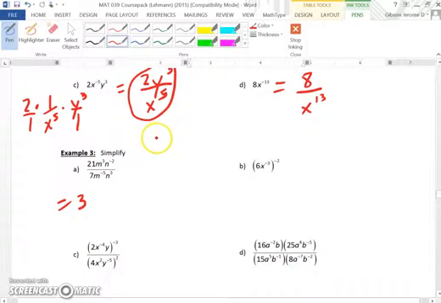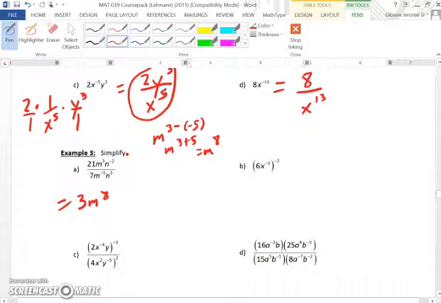So this, we could go off to the side. This would be m to the third minus a negative 5. What's 3 minus a negative 5? Is 8, because this becomes 3 plus 5. So this would be m to the 8th. So it'll be 3m to the 8th.